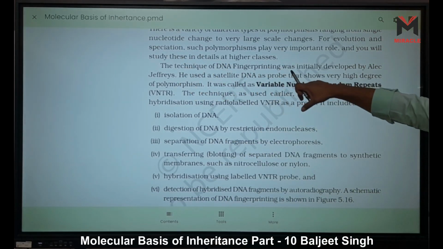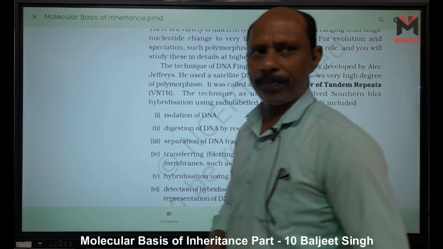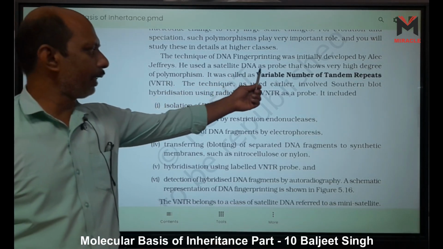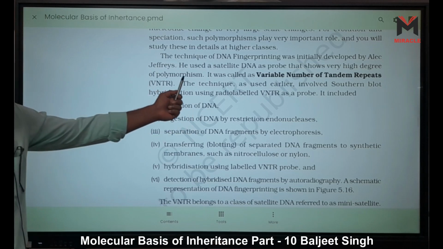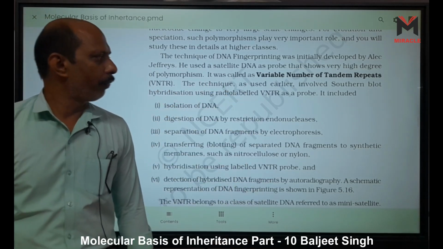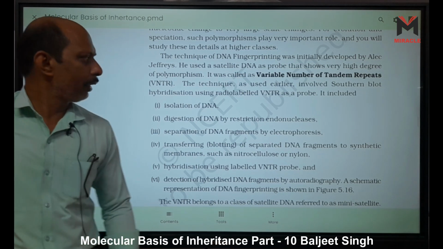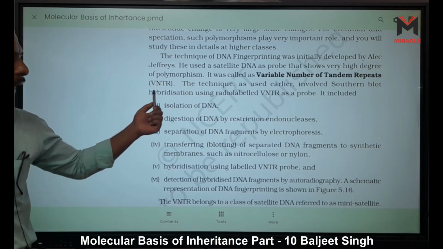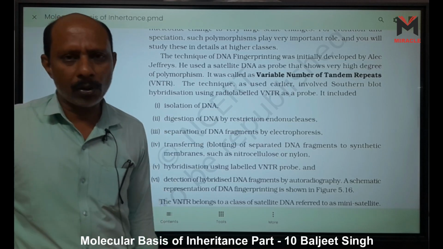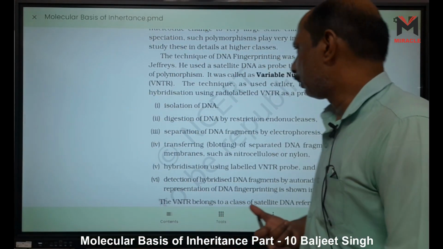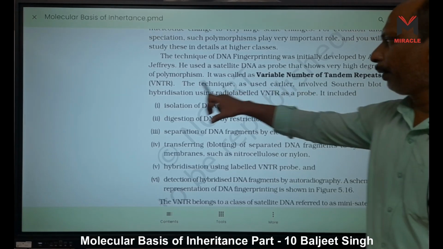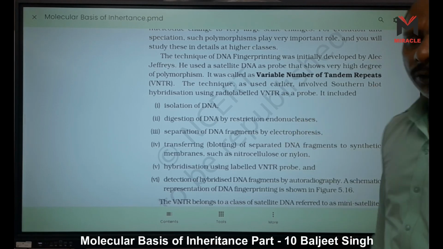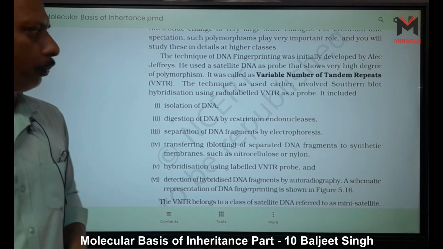The technique of DNA fingerprinting was initially developed by Alec Jeffreys in 1970. He used a satellite DNA as a probe that shows a very high degree of polymorphism, which he called variable number of tandem repeats, VNTR. The technique as used earlier involved Southern blot hybridization. Southern is not a direction, but the name of the scientist. Southern blotting hybridization using radio labeled VNTR as a probe. Radio labeled VNTR means it used phosphorus, P32, right?